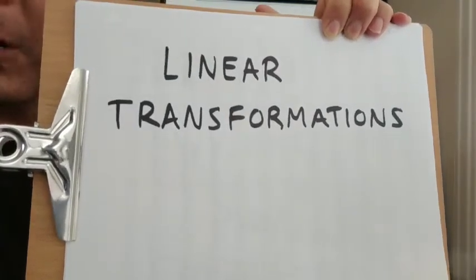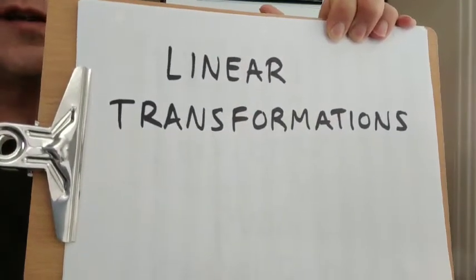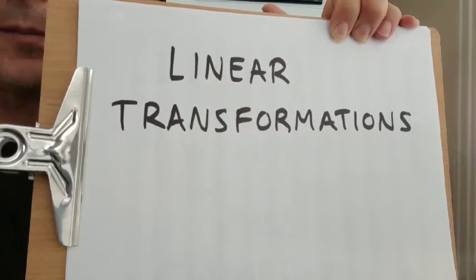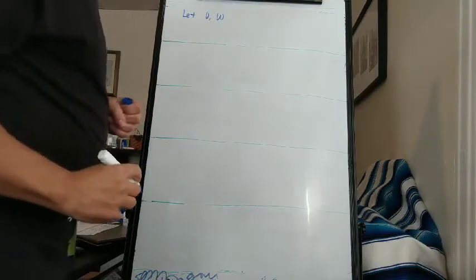One of the most important objects of study in linear algebra is the linear transformation, or linear map. These are maps that work kind of like the derivative. Let's let V and W be real vector spaces.